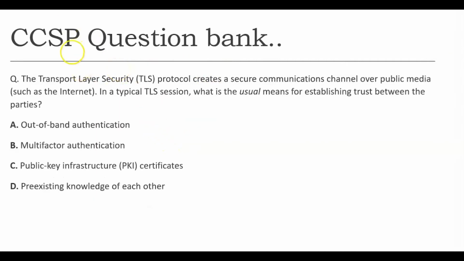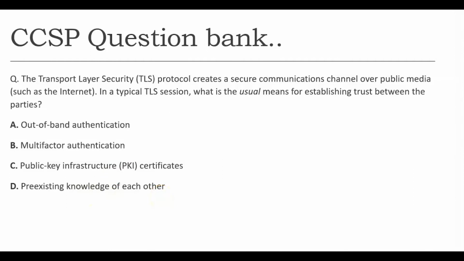This is also taken from the CCSP question bank. The TLS protocol creates a secure communication channel over public media such as the internet. In a typical TLS connection, what is usually the means for establishing trust between the parties? Is it open authentication? There is no authentication we are doing. We have exchanged the public certificate that is used for the trust setup. Multi-factor authentication, there is no multi-factor authentication we have seen. The public key infrastructure certificate, yes.